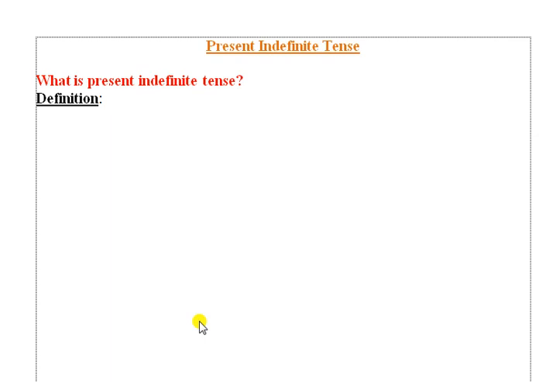Today I'll discuss present indefinite tense. What is present indefinite tense? Present indefinite tense represents an action which is normal or regular or true and happens at the present moment. I'm giving here a short definition.